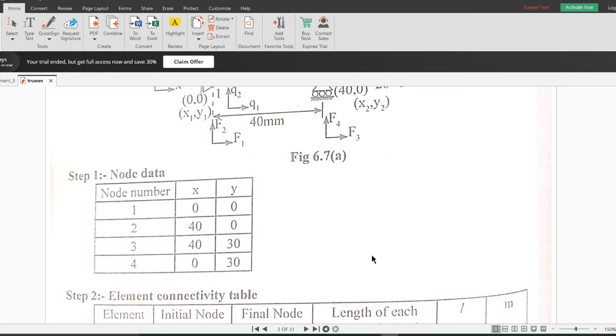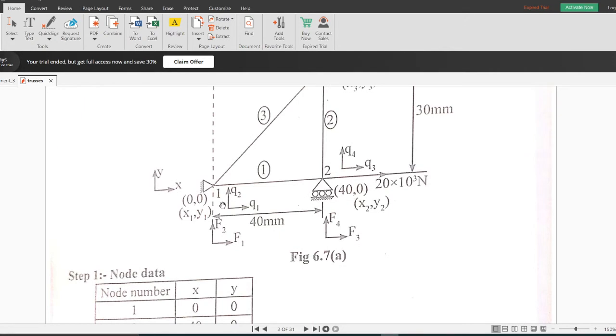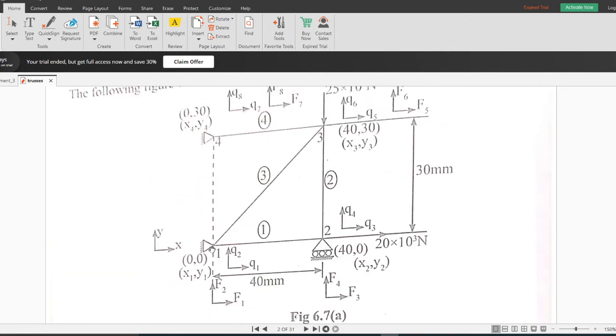For element 1, what is the initial node? One, sir. Final node? 2. For element 2, what is the initial node?